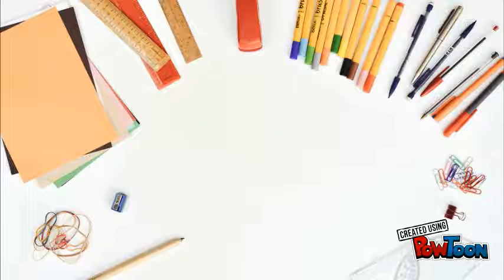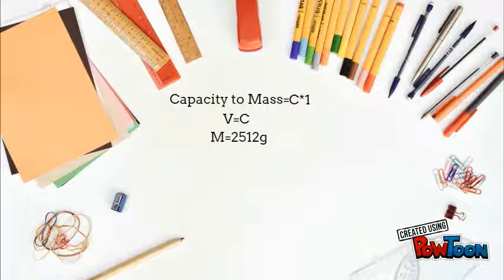Finally, we need to find the mass of the water stored inside the cylinder. As mentioned previously, the density of water is 1 gram per centimeter cubed. This means that in order to convert from capacity to mass, we need to multiply the capacity by 1, since the volume and capacity of the cylinder are exactly the same. Thus, the mass of the cylinder is 2,512 grams.